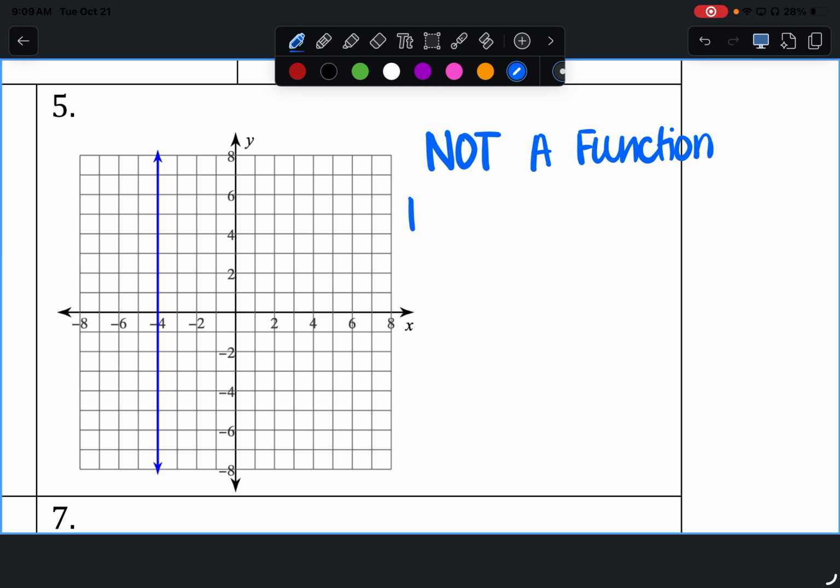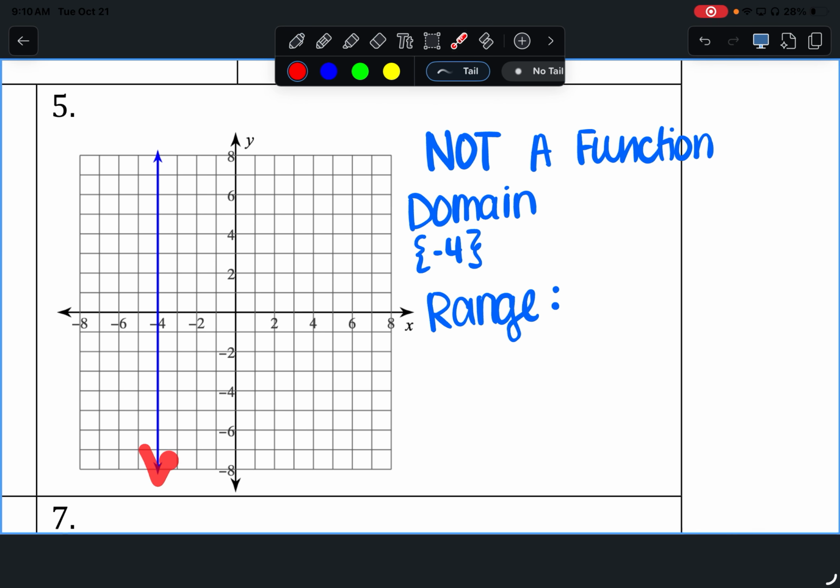All right, now for the domain. That line only has one x value. What is it? But our range is the entire line. Anytime we have an entire line, so a continuous line, we have to use interval notation. So does this graph ever stop going down? Does this graph ever stop going up? So it goes forever in both directions. So what would that mean? What is forever down? Negative infinity. What's forever up? Infinity.